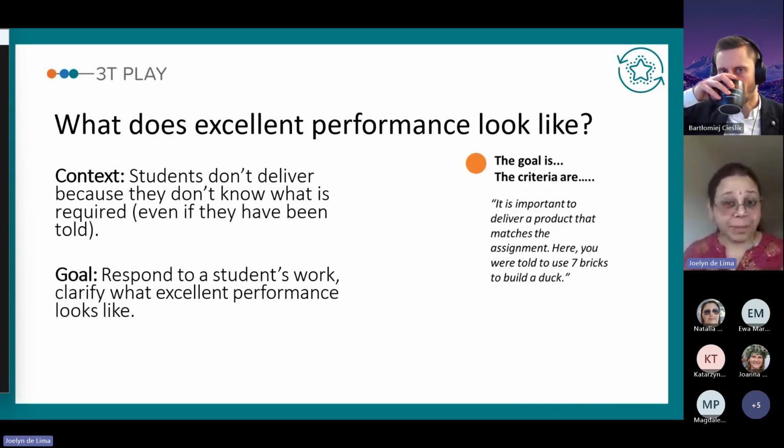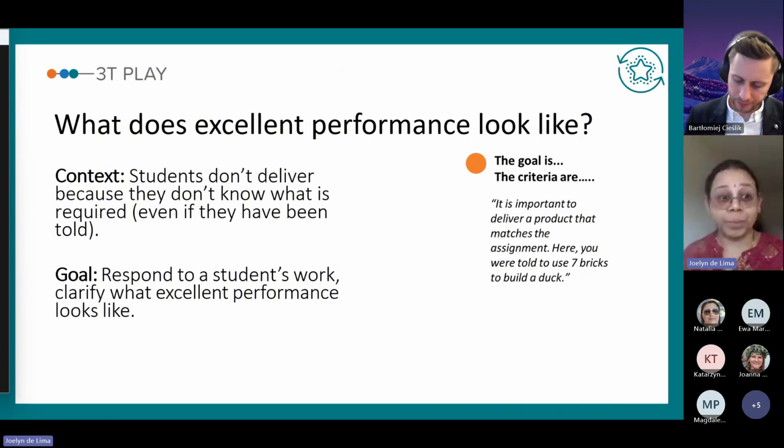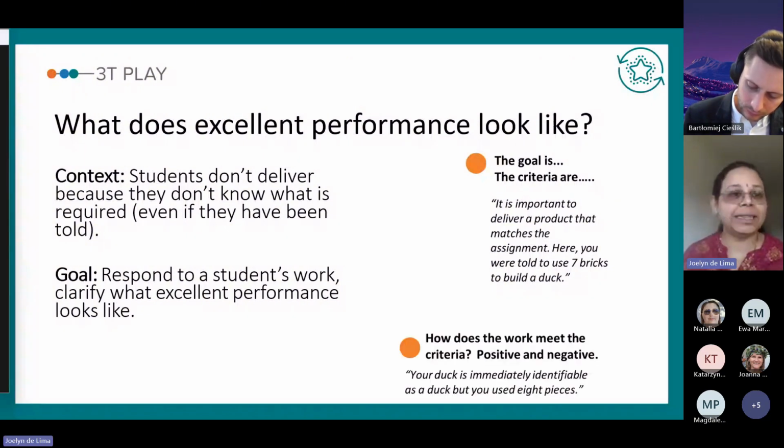So I will start something by saying the goal of this activity, or the criteria for this assignment, are... So in my case, I would say it is important to deliver a product that matches the assignment. Here, you were told to use 7 bricks to build the duck. And then you tell them how their work actually meets the criteria. Think about some of the positives and the negatives. So I would follow that sentence with, your duck is immediately identifiable as a duck, but you used 8 pieces.